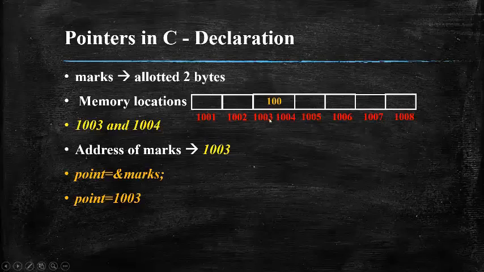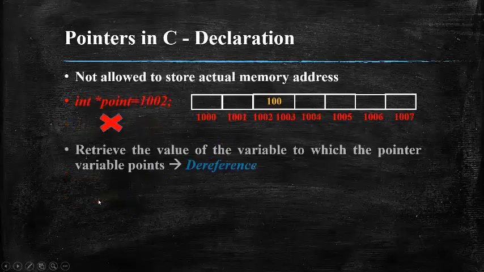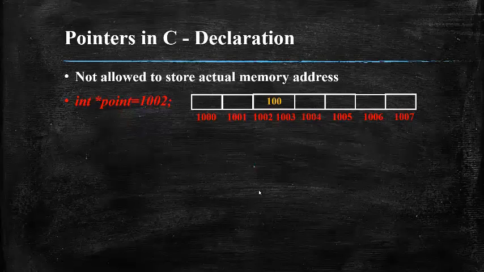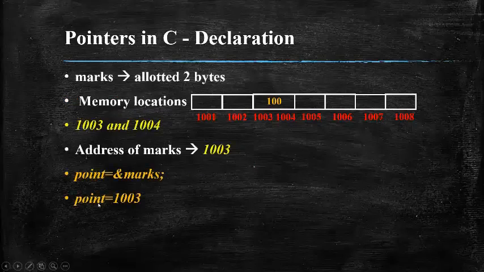So let's say for example 1003 is the address of the variable marks. Now in this particular memory location we have the value 100. Now how can we access the value 100 through the pointer variable? Because the pointer variable is holding the address of another integer variable. So now we have to understand how we can retrieve the value present in the corresponding memory location through the pointer variable. This concept is called dereference, so that you can retrieve the value of the variable to which the pointer variable is pointing.